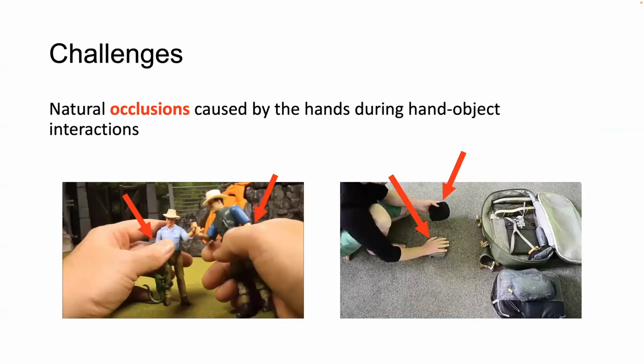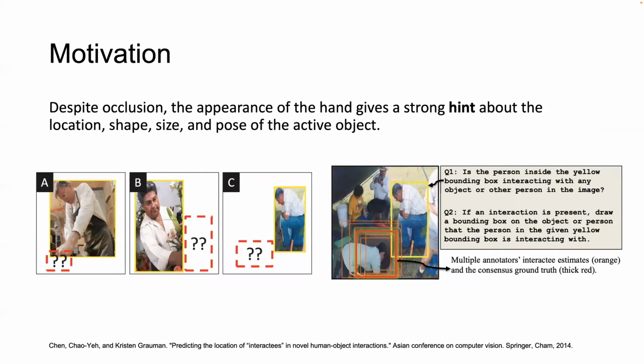An accurate localization of the active object can be challenging due to natural occlusions caused by hands during interactions. On one hand, the hand occlusion makes it hard to detect active objects. On the other hand, prior research shows that the appearance of the hand actually contains important information about the location, shape, and the size of the active object.